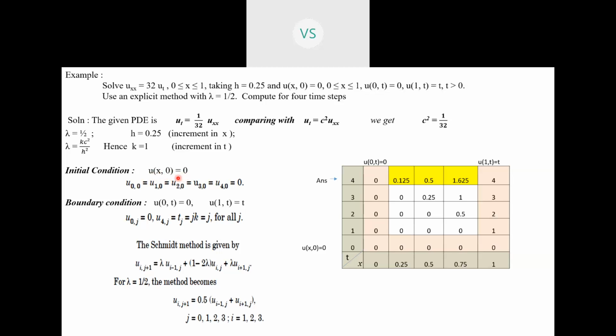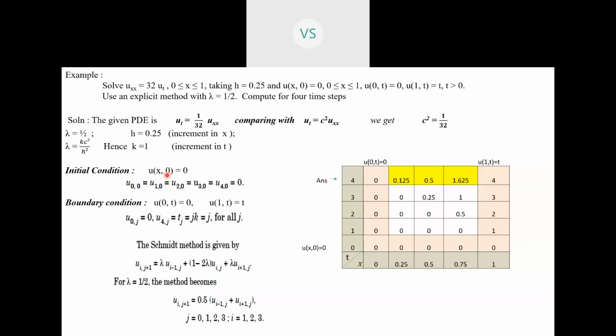You first understand how to read the conditions. Reading the conditions is very important. If you understand this, then only you can find out your answer. So how to read it? u at any value of x and at time t is equal to 0 has the value 0. So u will be 0 at any value of x when time t is 0.